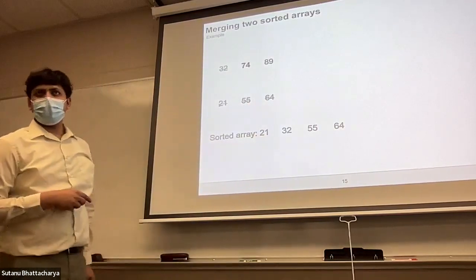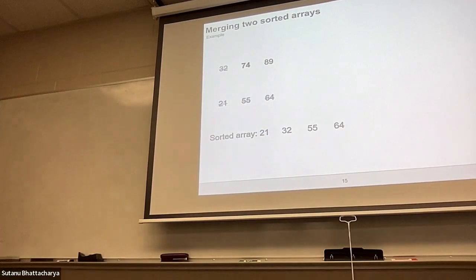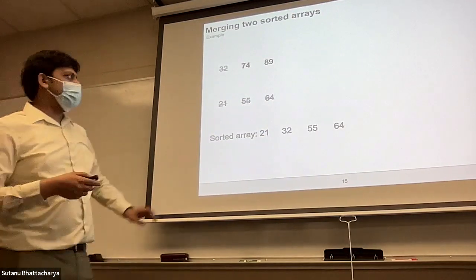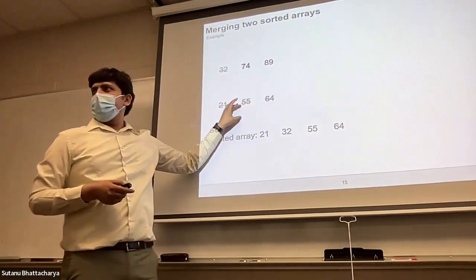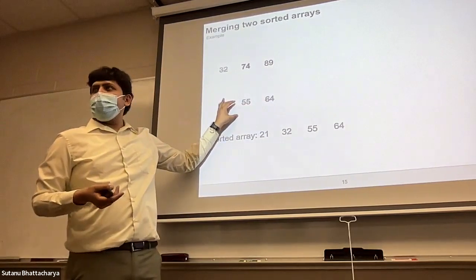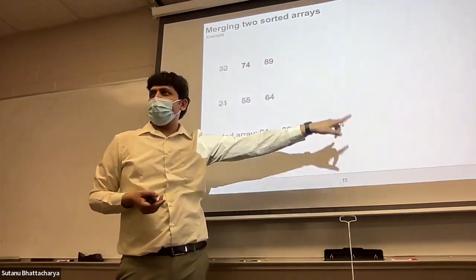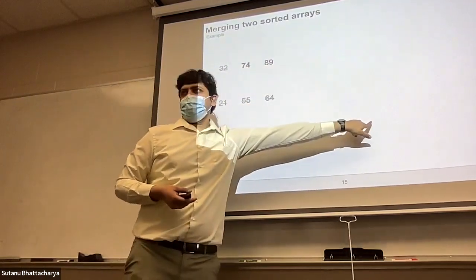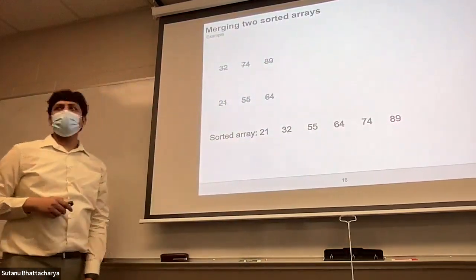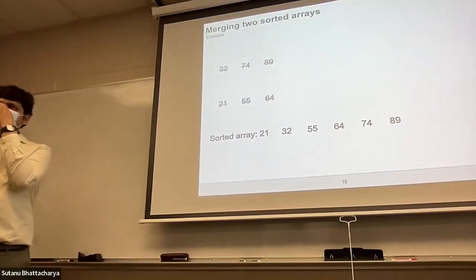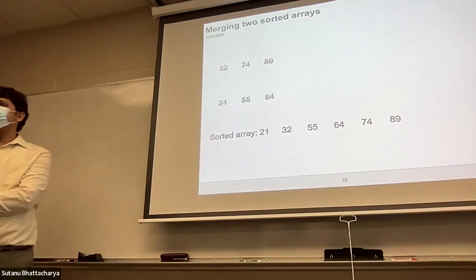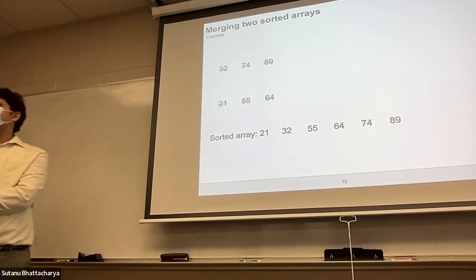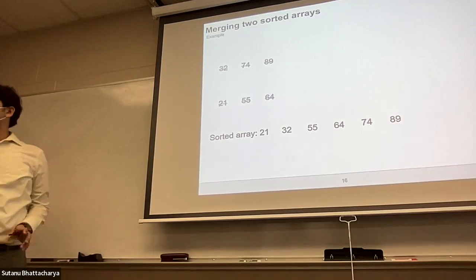Now what will happen? Now this array is empty. If one array is empty, just copy the remaining part, because it's already sorted, right? So just copy 74, 89 here. Clear? So this is the merging procedure.